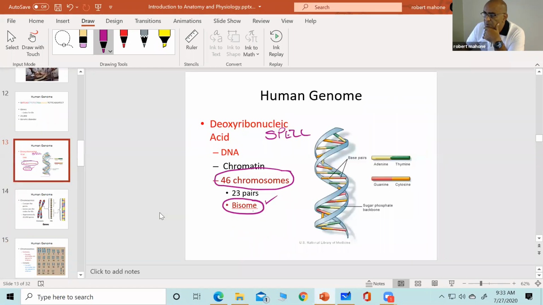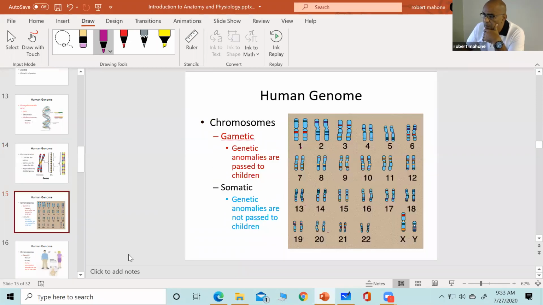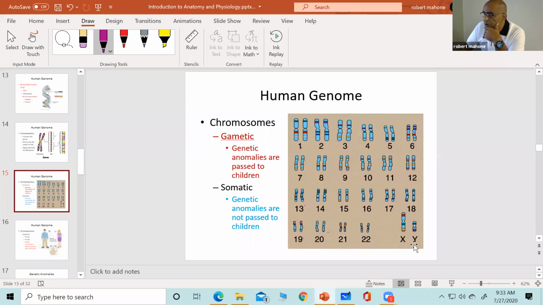Know the difference between gametic and somatic chromosomes? The gametics are the XY, and genetic anomalies are passed through the gametic chromosomes, but not through the somatics, the 1 through 22. And if you remember Down syndrome, 21 cannot be inherited from the parents. The gametes or somatics.